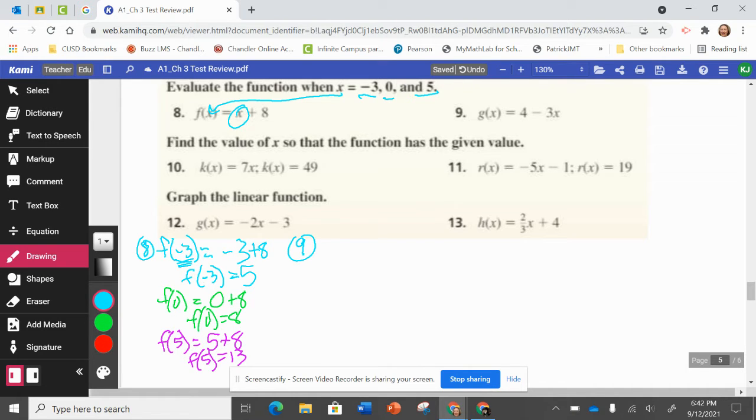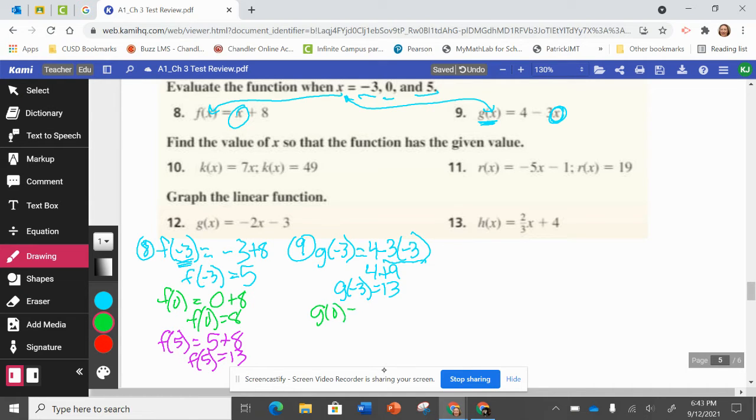We're doing the same thing for number 9. We have our g function here. This is talking about this x, and so we're changing that x right there in that equation. So g of -3, not g times -3, g of -3 is equal to 4 minus 3 times -3. Following order of operations, -3 times -3 is positive 9, and 4 plus 9 is 13. So g of -3 is 13.